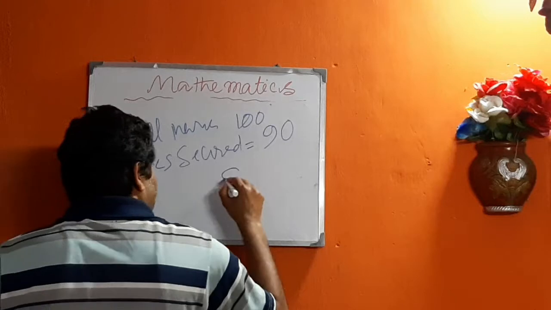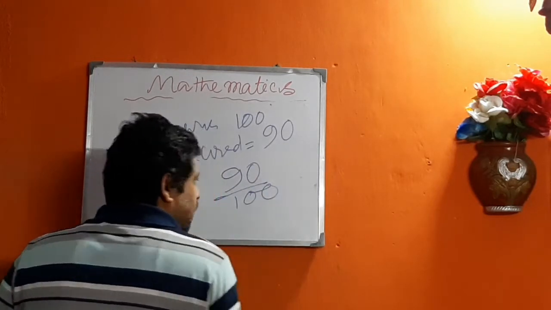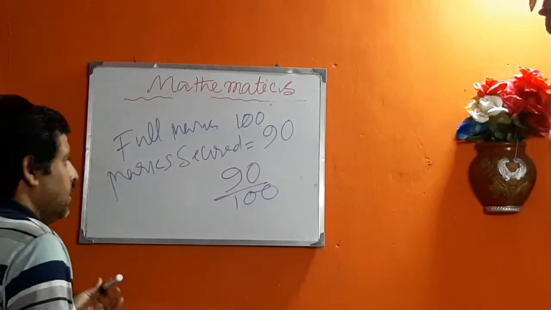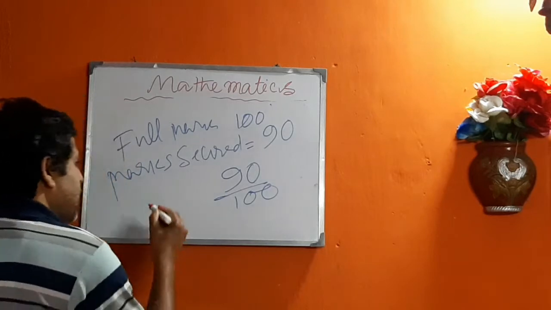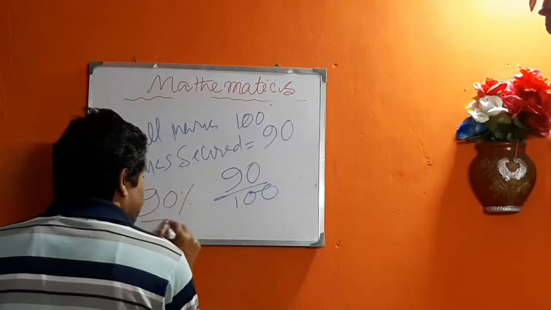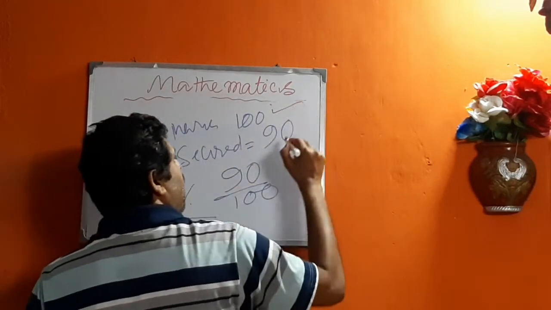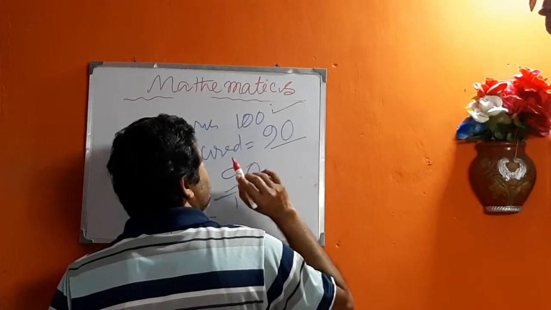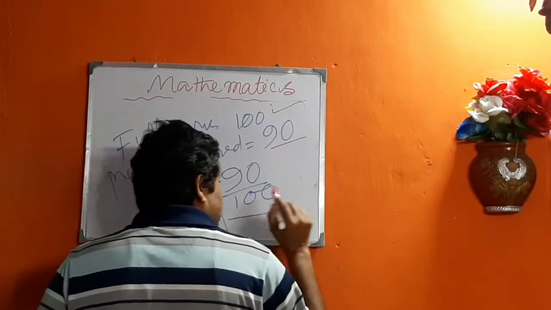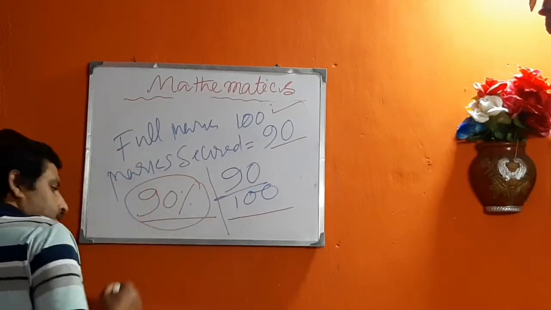He scored 90 by 100, that is in the fractional form, or it can be written as 90%. The boy has scored 90%. That means out of 100, he has secured 90 marks. This is the fractional form for representation of his marks, and this is the percentage form for representation.